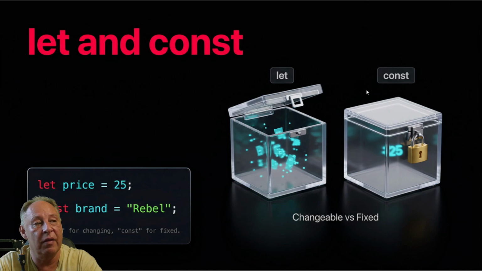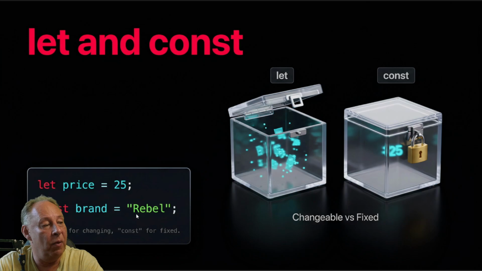Then you have something that's called a constant, and that means you cannot change this variable. It is set in stone, right? An example there is the brand is a Rebel brand, and it's not going to change to anything else. It will always be a Rebel brand, and that is then a constant.